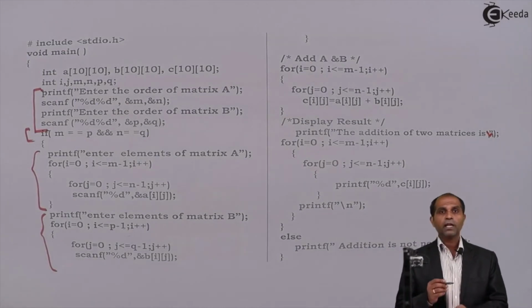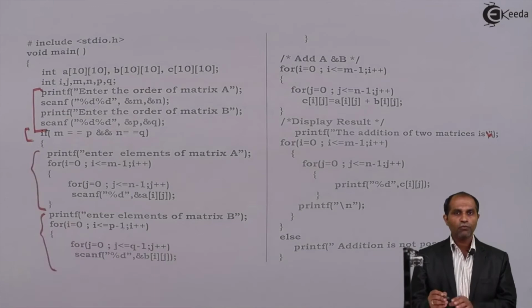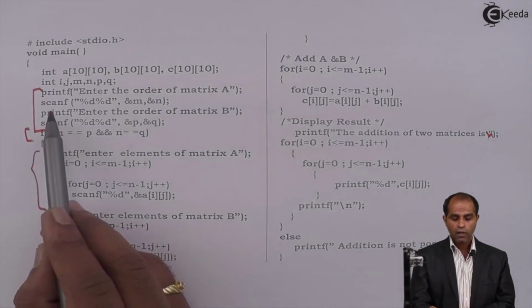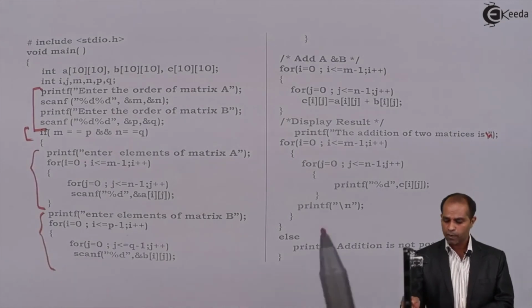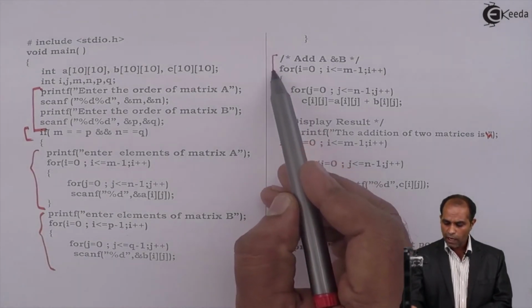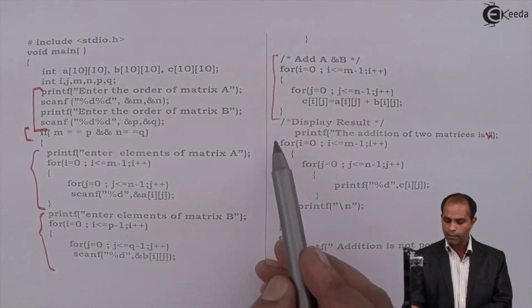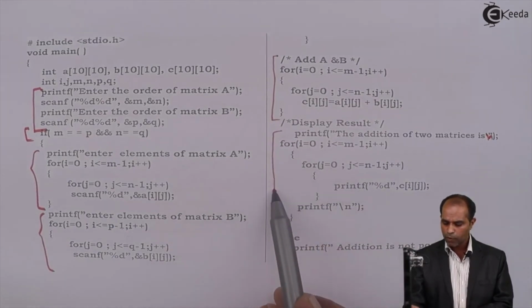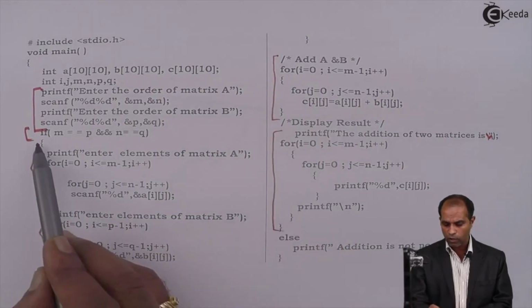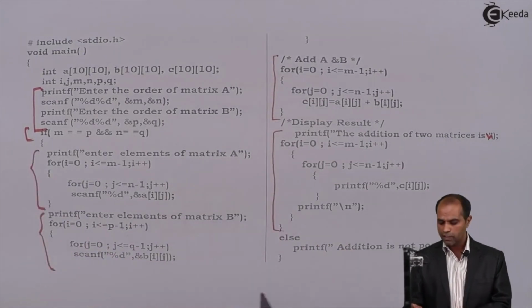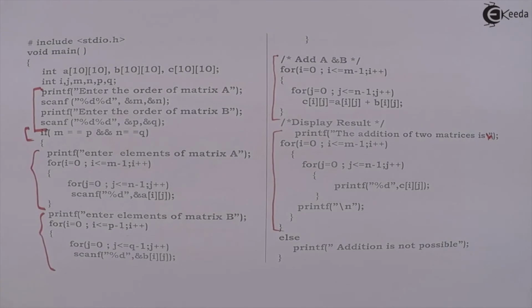If you feel that the program is more lengthy, I have divided it into 4 blocks. First, read order. Second, read matrix A. Third, read matrix B. And fourth, you can say add matrix A and B to get C. And then finally, display this particular matrix. If the condition is satisfied, well and good, then this if ends at this place. Else, you'll say addition is not possible.